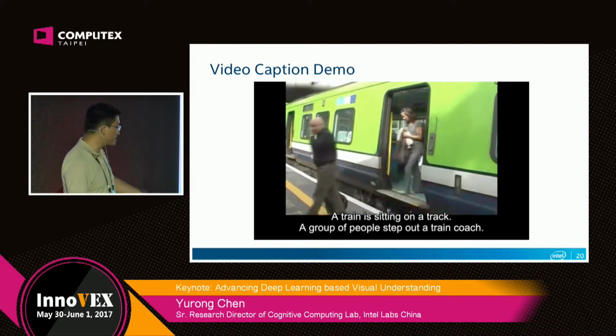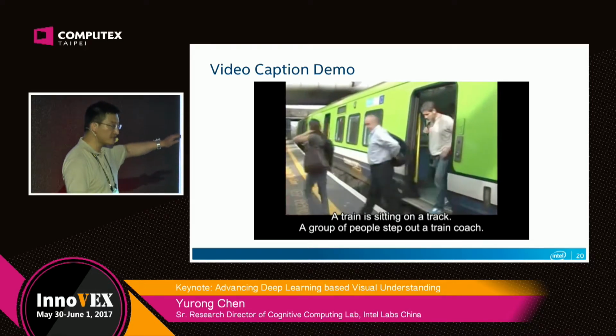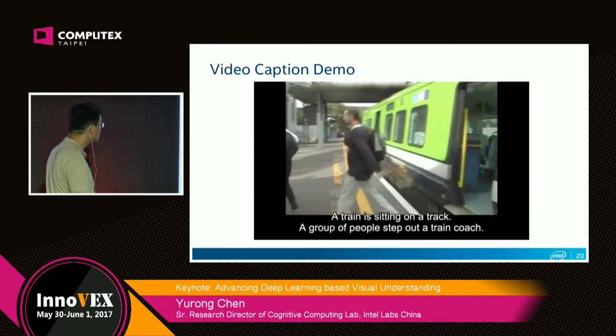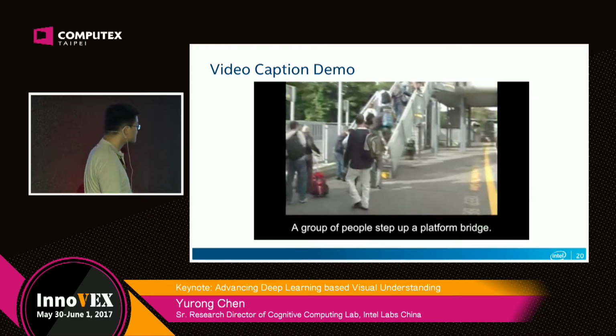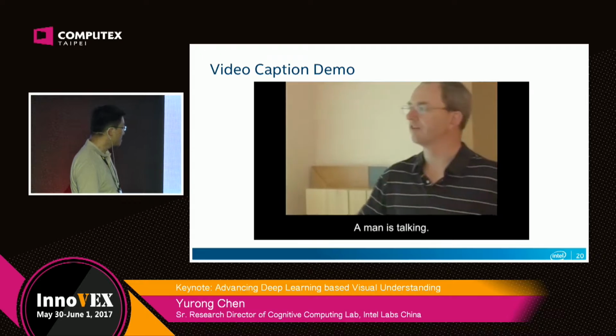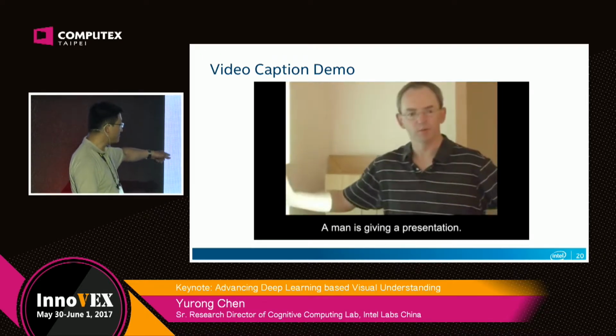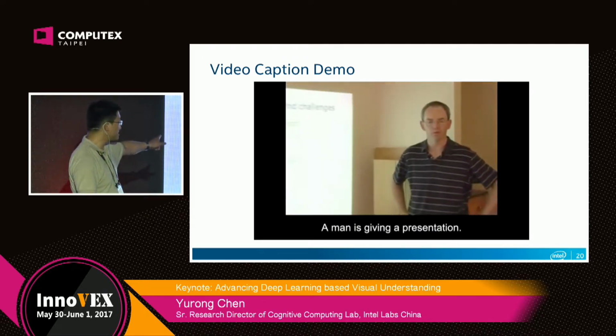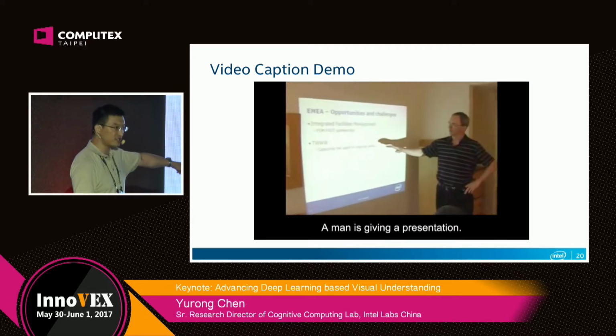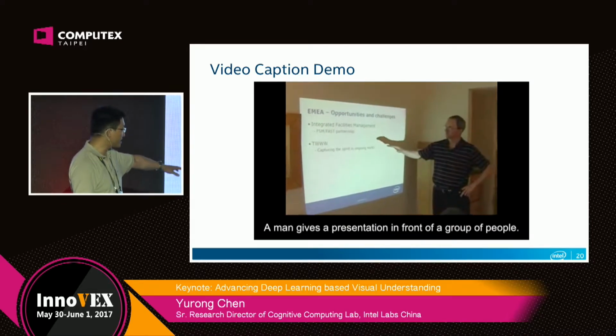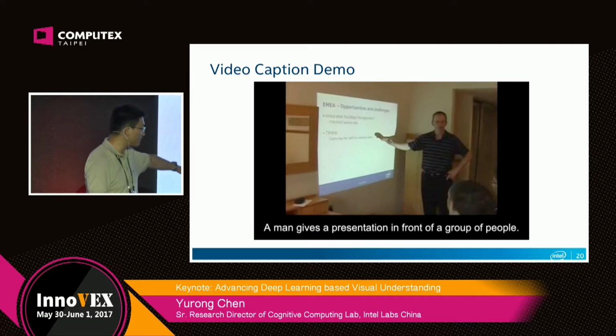Actually, we can generate 5 sentences for each video sequence. It's interesting. Here, a man is talking. Then we see the screen. We say a man is giving a presentation. And when we see the audience, we give a man gives a presentation in front of a group of people.